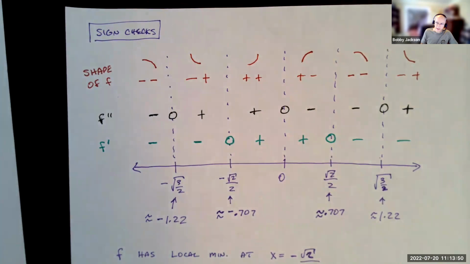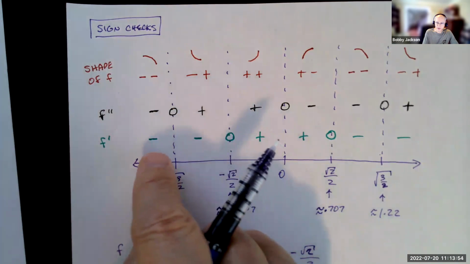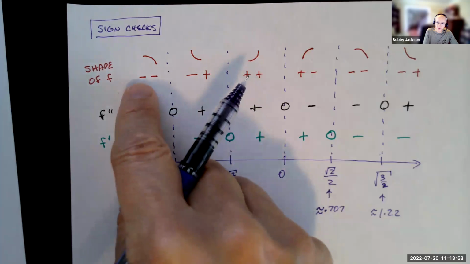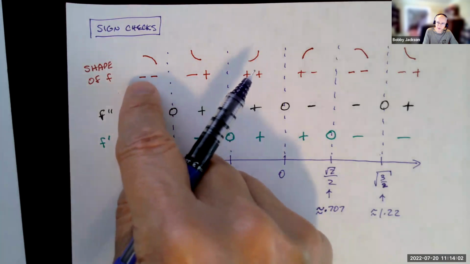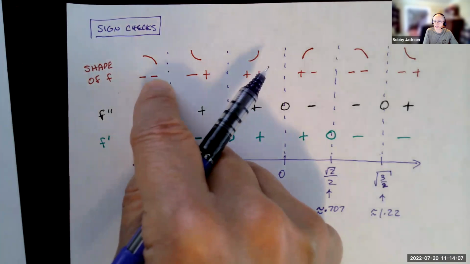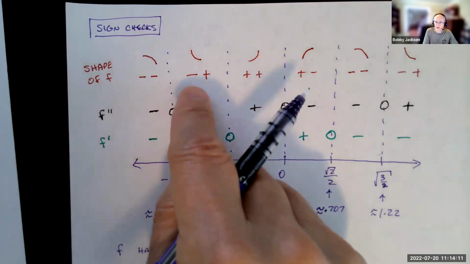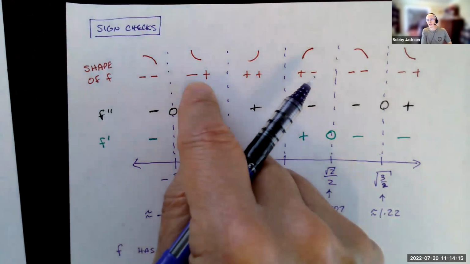And that's the sign. Now I add in just the shape, and the book talks about this, right? The first sign comes from the first derivative, the second sign from the second derivative. So negative first derivative means decreasing, negative second derivative means concave down. So that's the shape, decreasing concave down. First derivative negative, second derivative positive means decreasing concave up.